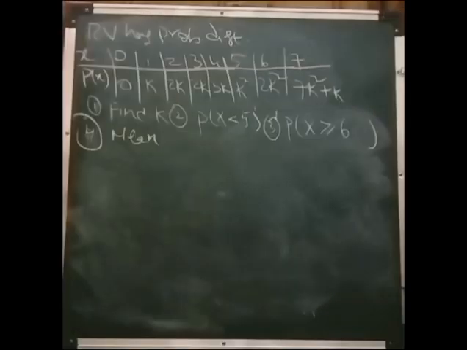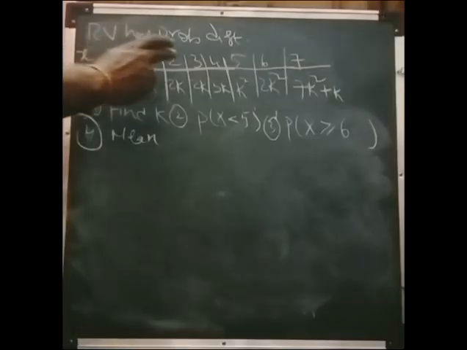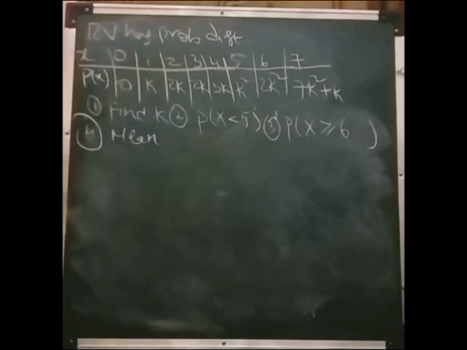Suppose the random variable x is assigned values like 0, 1, 2, 3, 4, 5, 6, 7, and the corresponding probabilities are 0, k, 2k, 2k, 3k, k square, 2k square, 7k square plus k. This table is what we call a probability distribution table for the given random variable x. Now we are interested in determining certain things from this table.